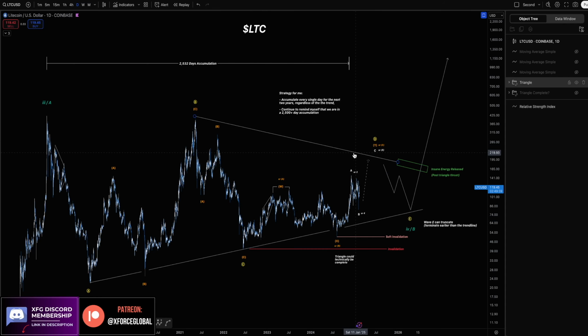Most likely as a WXY, we're going to be utilizing possibly the WXY. Remember, I said you only can have one complex WXY within a triangle, and we're most likely going to be utilizing that here, since we do have a possible three-wave corrective structure being built as an ABC for wave Y. So if that's the case, this overall triangle is still being created.